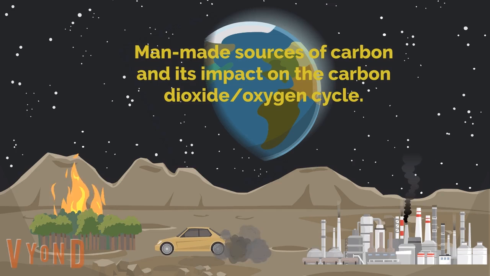Man-made sources of carbon and its impact on the carbon dioxide-oxygen cycle. Other than the byproducts of animals, there are also other sources of carbon that make their way into the environment. Some examples are deforestation, the burning of large areas of trees, car exhaust, factories making products, and manufacturing of packaging materials for products.